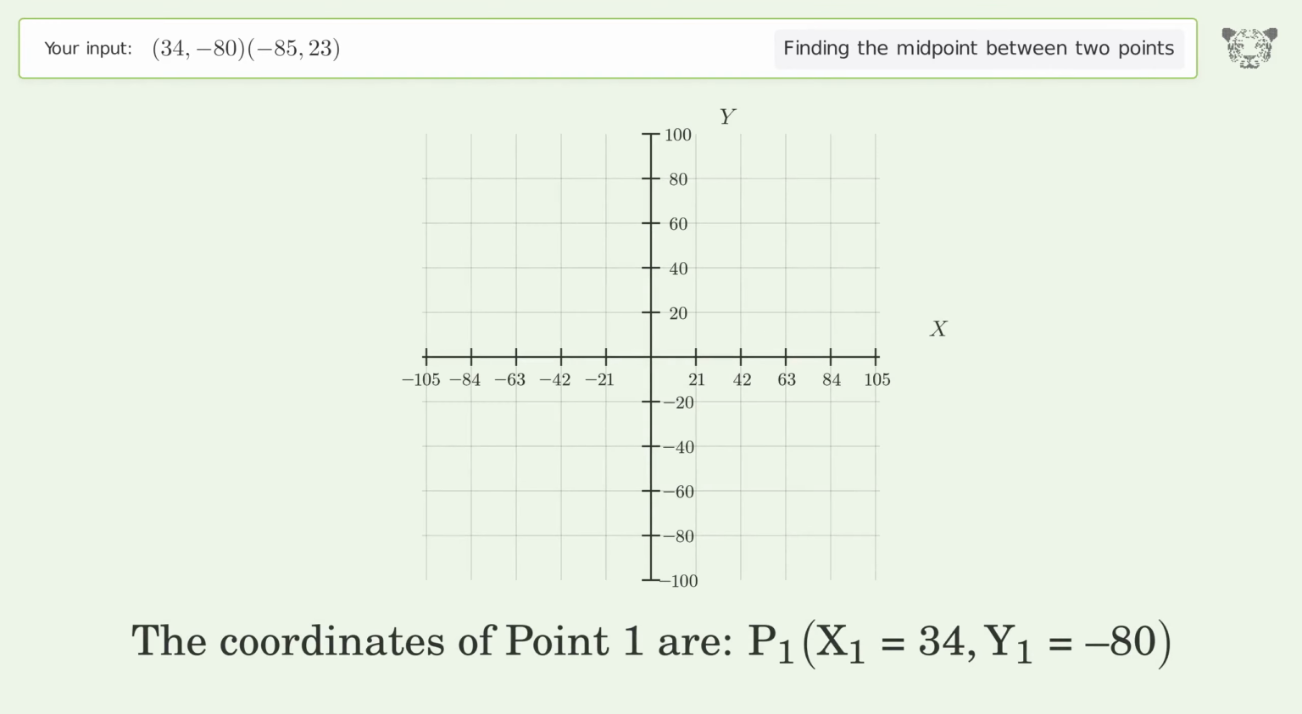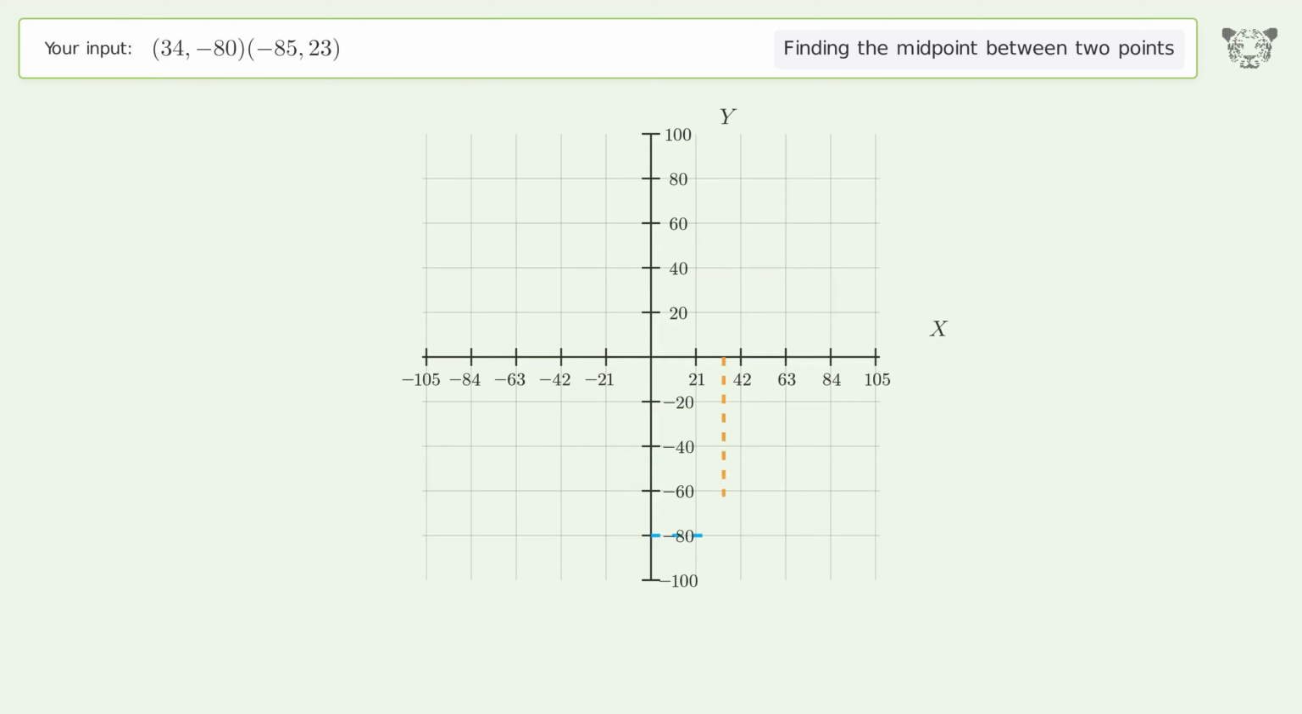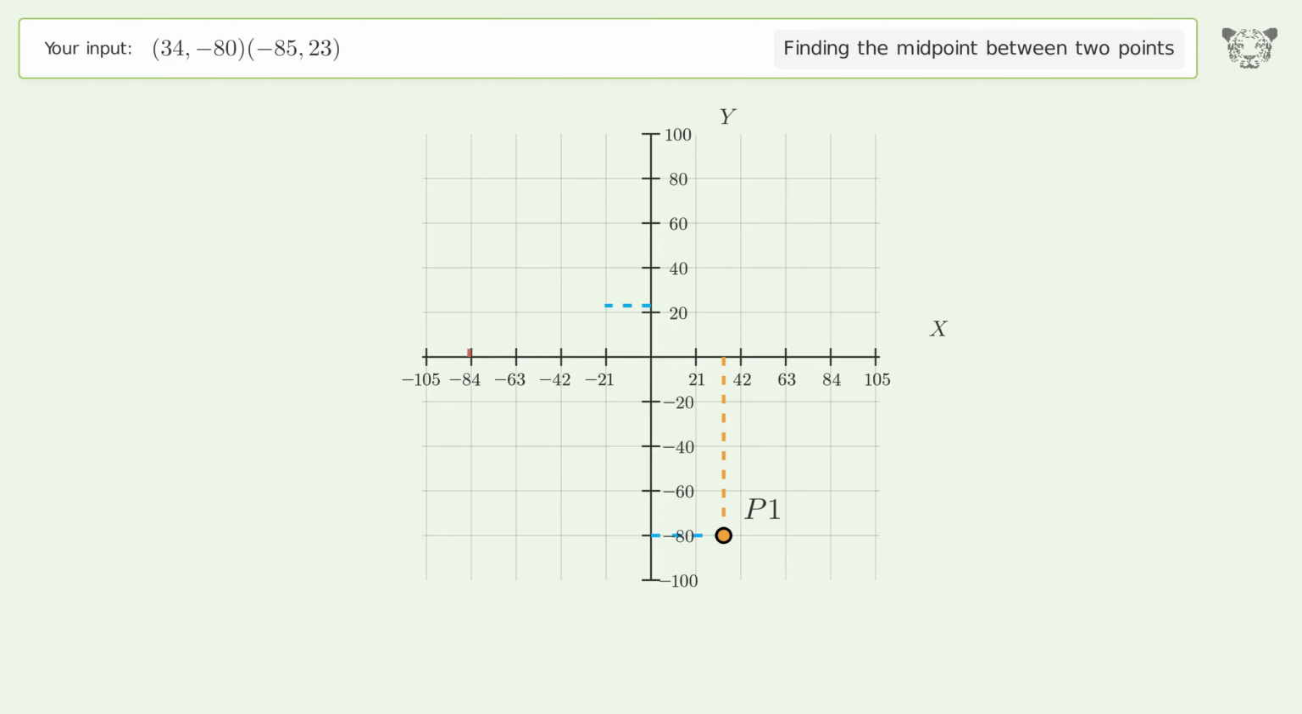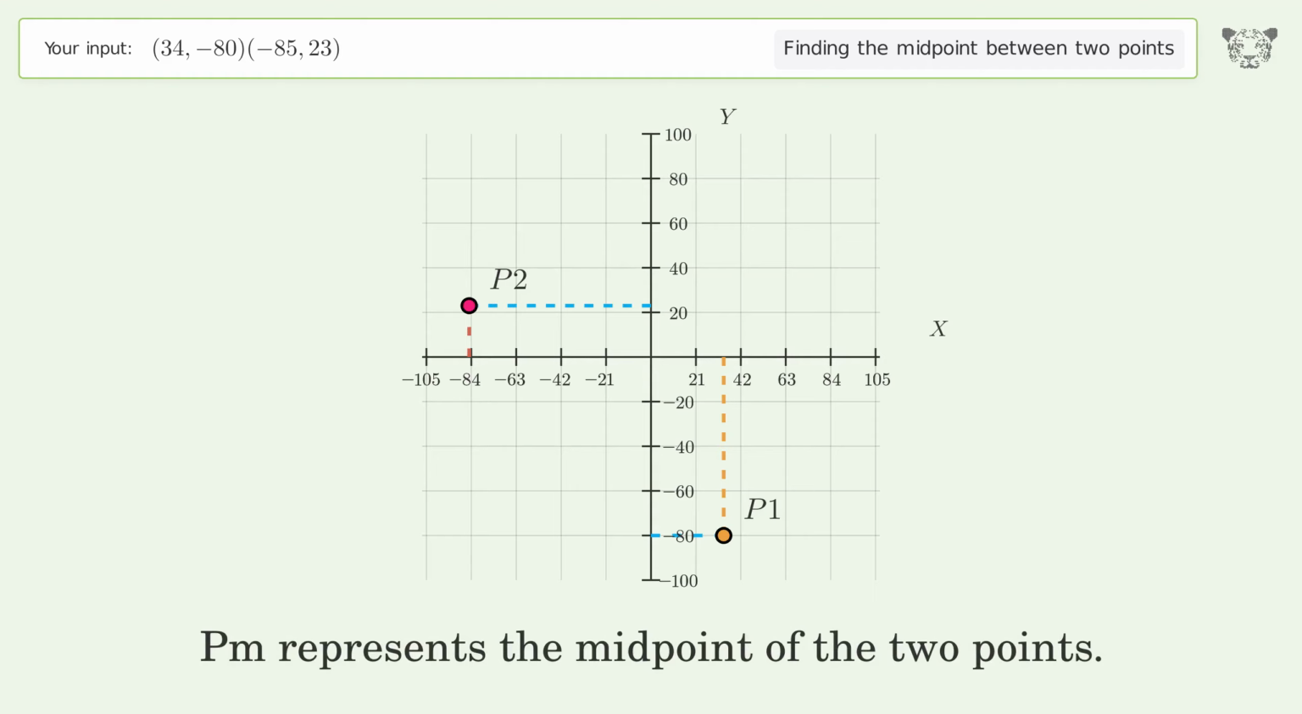The coordinates of point 1 are x1 equals 34, y1 equals -80. The coordinates of point 2 are x2 equals -85, y2 equals 23. PM represents the midpoint of the 2 points.